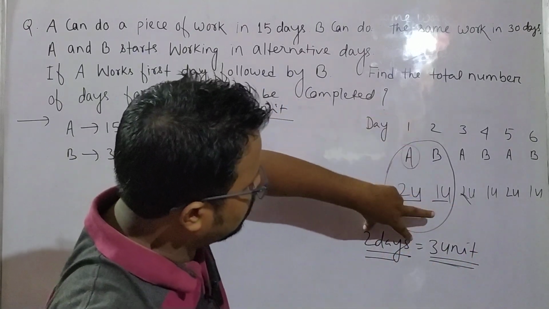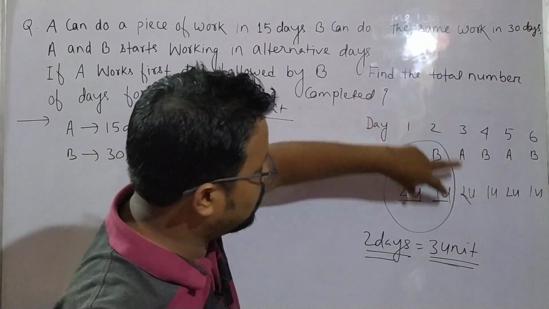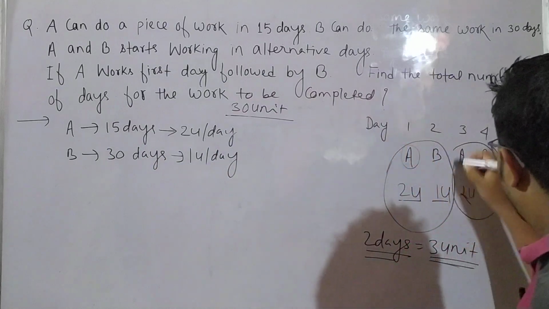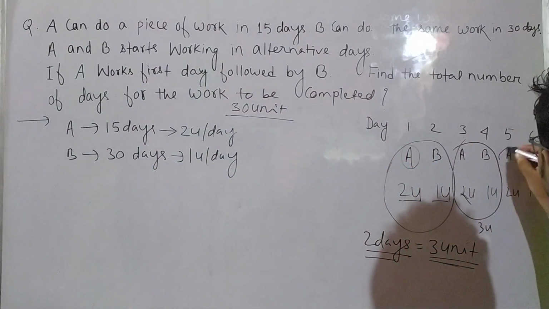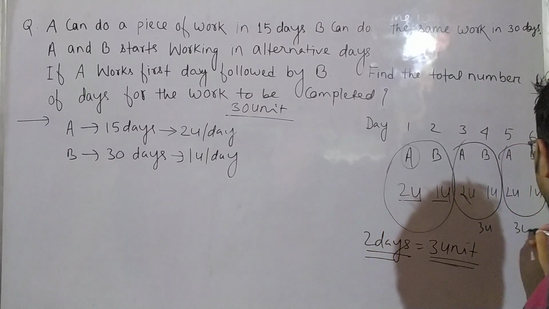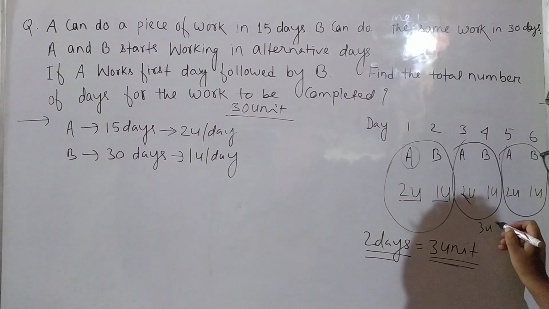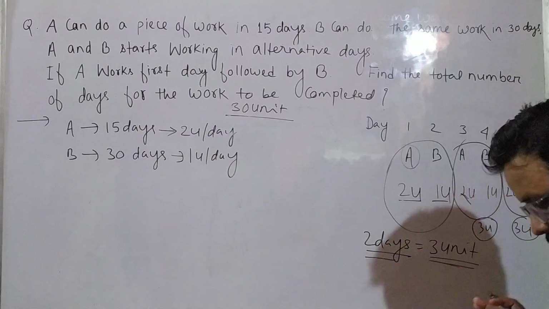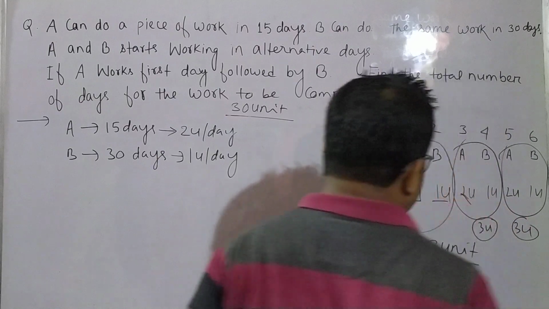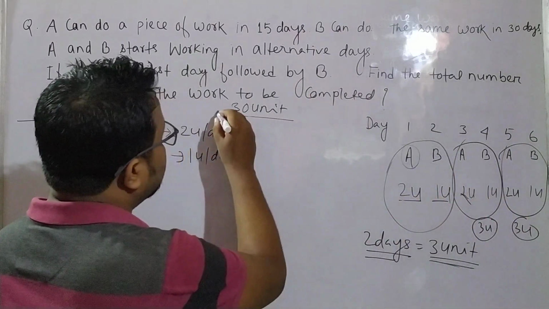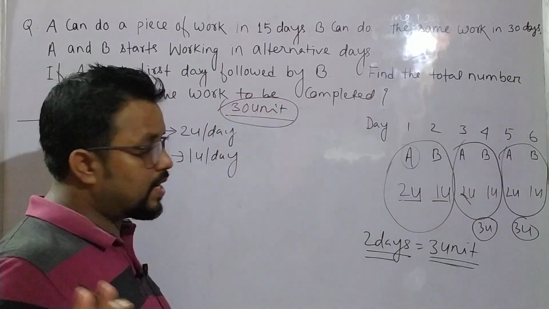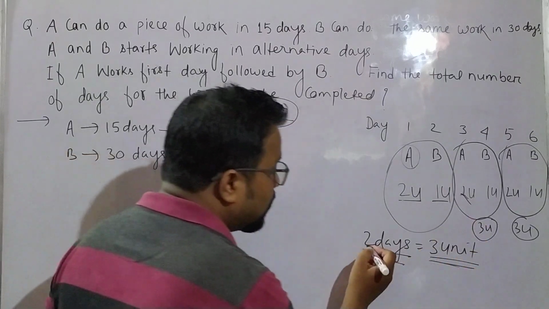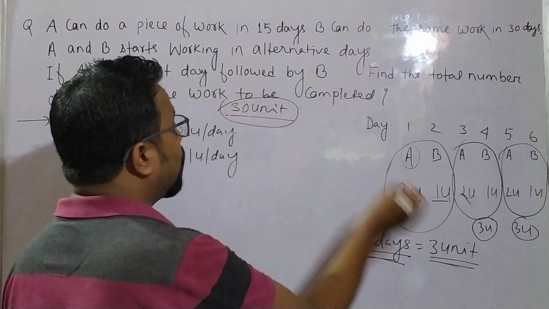In the first 2 days, 3 units are completed. Again in the next 2 days, again 3 units. Next 2 days, again 3 units. That means in every 2 days 3 units are completed. So how much is the total work? 30 units. In every 2 days 3 units are finished, and we need to complete 30 units.